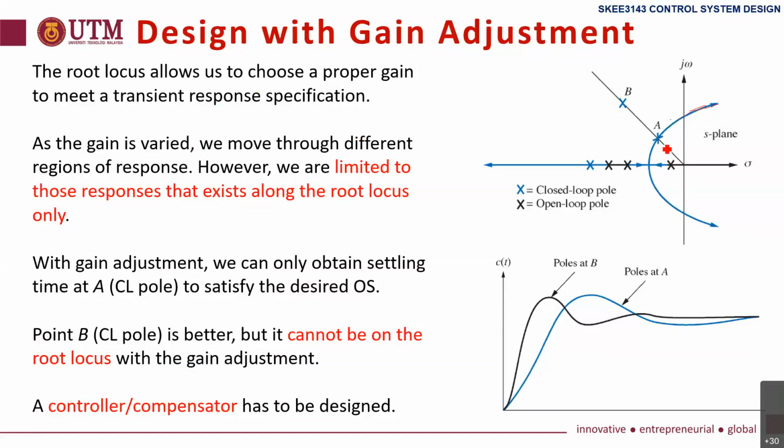We can design A. Let's say we want overshoot. We give the percent overshoot. Then we can draw a zeta line and get point A. Then by using point A, we can get the dominant pole, and also we can get the value of K. That is by using gain adjustment.